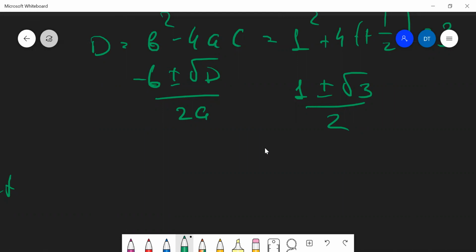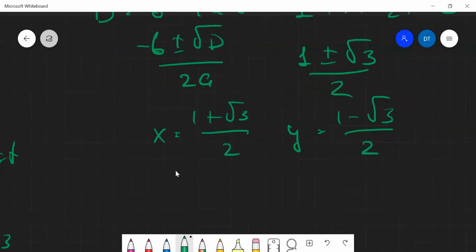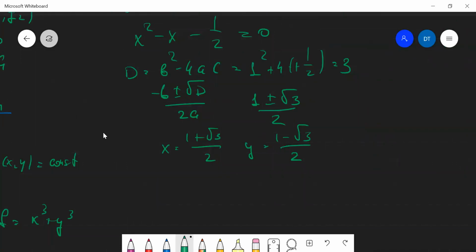And here, these are your x and y. If one expression is x, then the second expression is y. So x is 1 plus square root of 3 over 2, and y then 1 minus square root of 3 over 2, or vice versa. And then you just substitute these expressions into x cube and y cube, and you can compute, and the result will be 5 over 2.